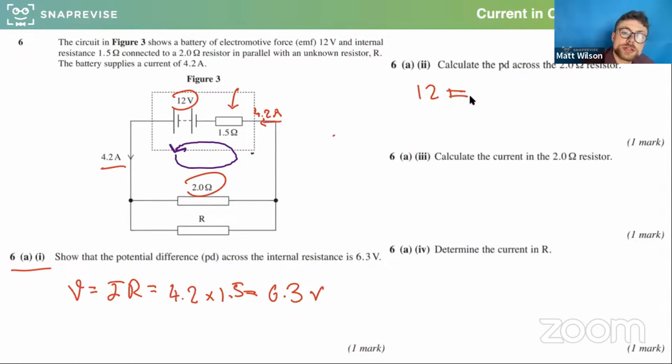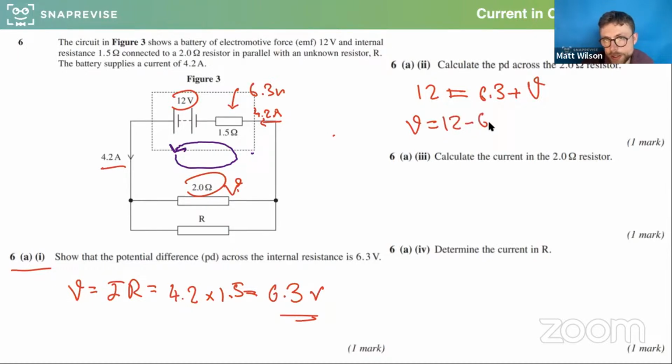What potential differences do we drop? Well, we calculated the potential difference here is 6.3 volts. We just did that here. And what else do we drop? Well, we drop this unknown thing here. Let's just call it V. Why not? So we rearrange after using Kirchhoff's law. We get 12 minus 6.3, which I believe should be 5.7. Yeah, 5.7 volts. Okay, good.